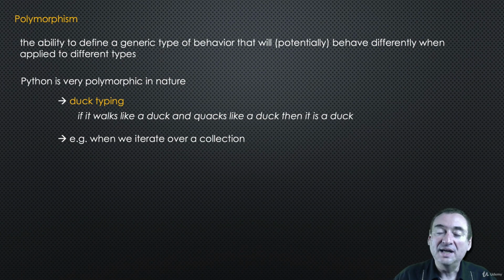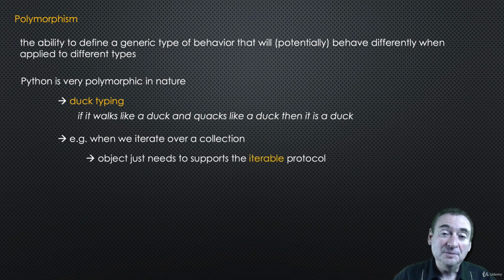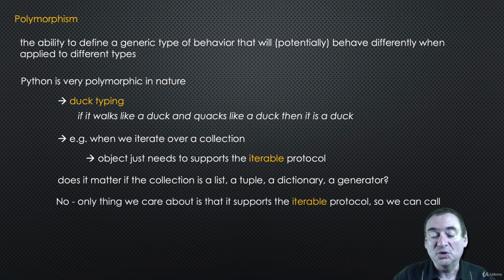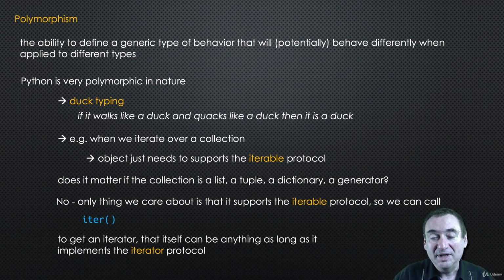For example, when we iterate over a collection, the object just needs to support the iterable protocol. It doesn't matter if it's a list or a tuple or a dictionary or a generator or even our own custom class, as long as it implements this iterable protocol. That's the only thing we care about. So then we can call iter. Now iter needs to return an object that supports the iterator protocol. And that's, again, all we care about. We don't care what that object's type actually is. As long as it supports the iterator protocol, we can use it.